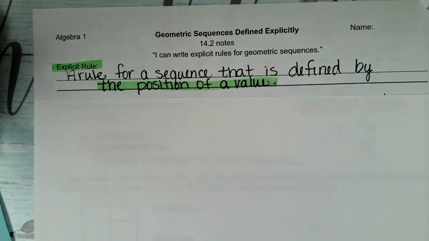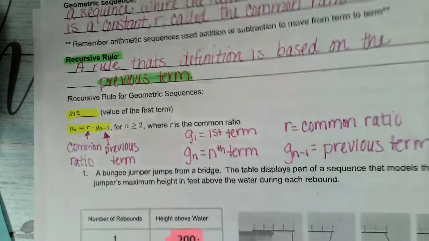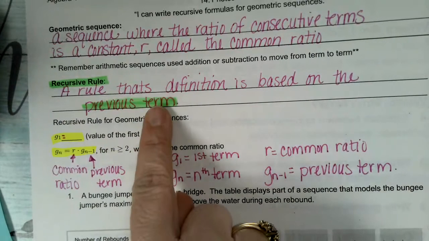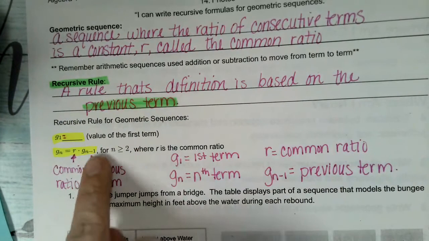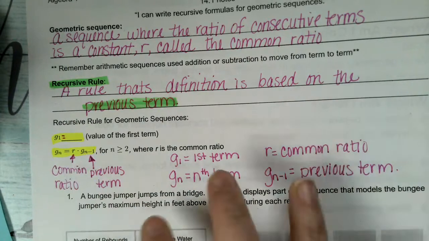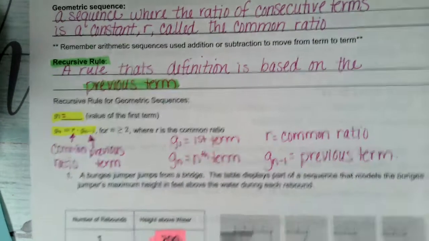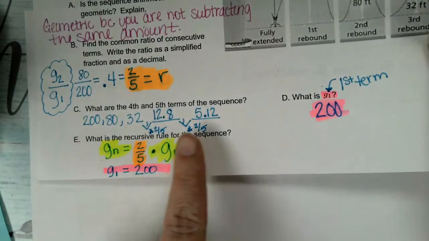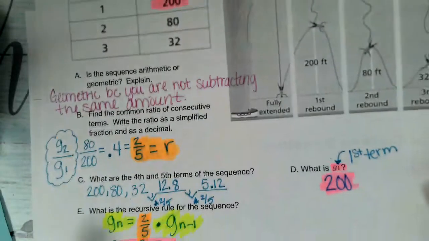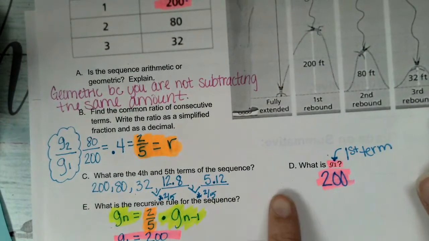Hey guys, today we're going to write explicit rules for geometric sequences. Yesterday I taught you the recursive rule, a rule whose definition is based upon the previous term. Remember, we did the fancy way of writing the previous term as g sub n minus 1. And in this rule, you had to write out all of the numbers in the sequence in order to be able to find a position that is further away.